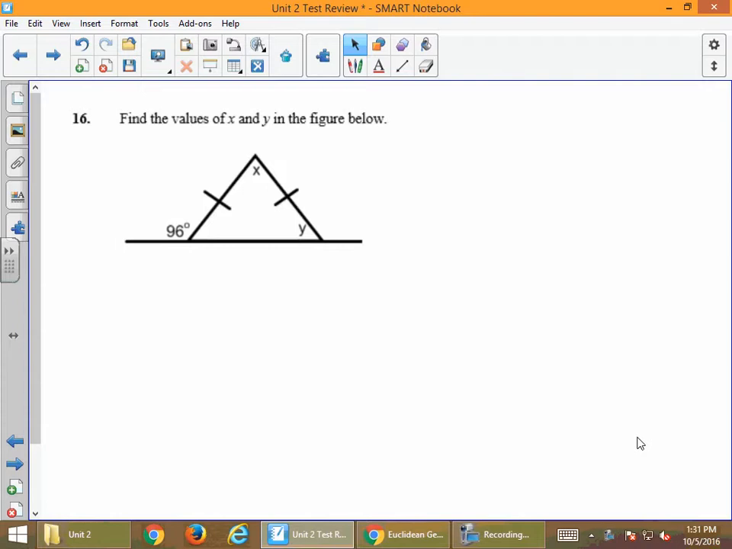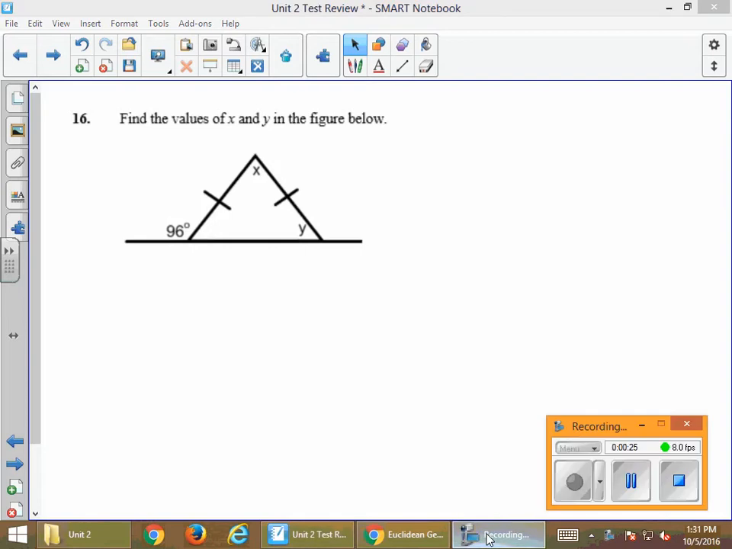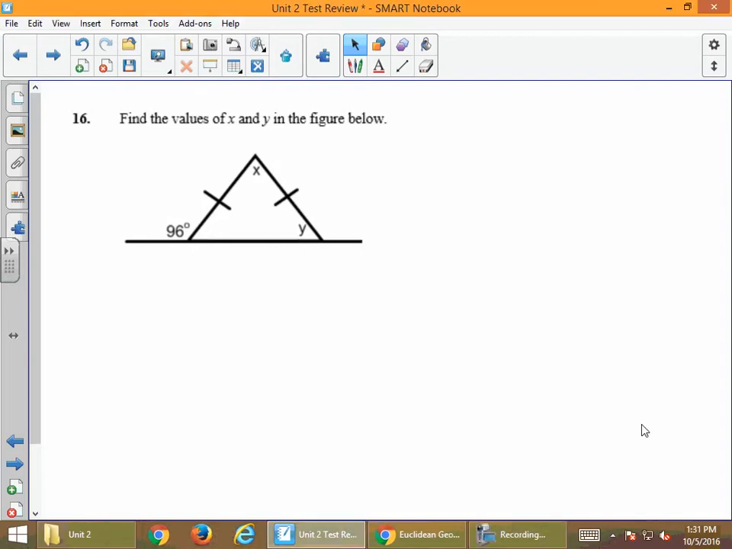So, one, you do divide 96 by 2 because everything that's inside of that equals 96. Reviewed out. And number 16, it says find the values of x and y in the figure below. Yep, that's review. We worked on it yesterday.